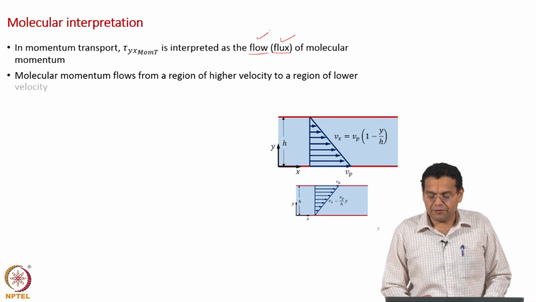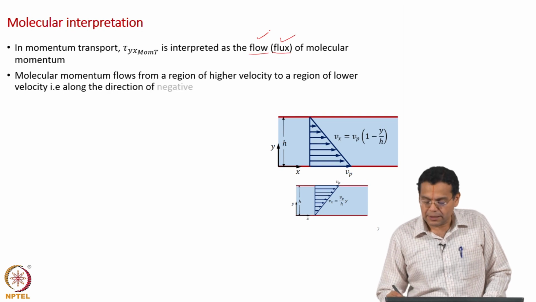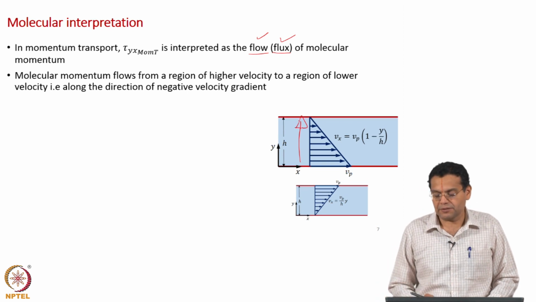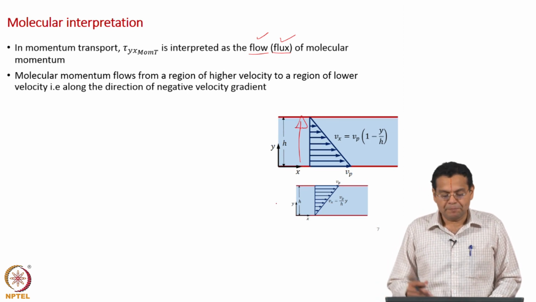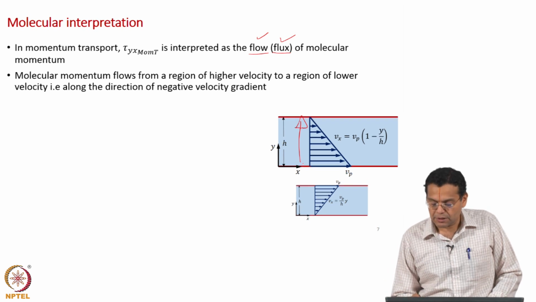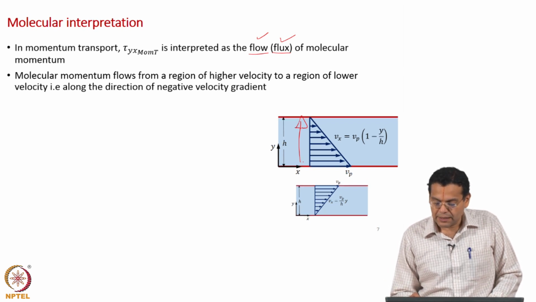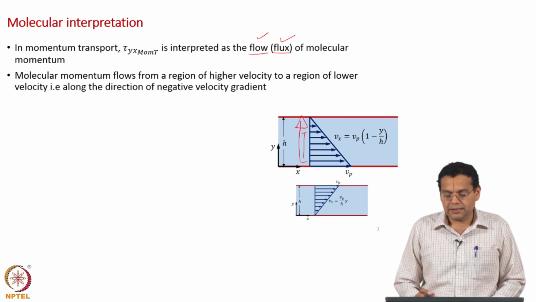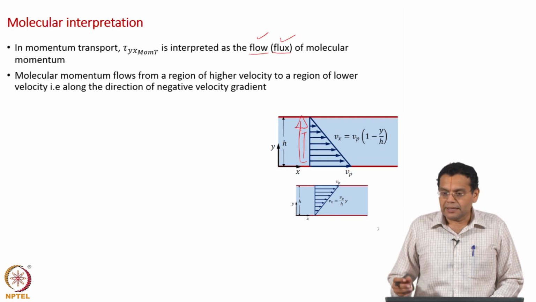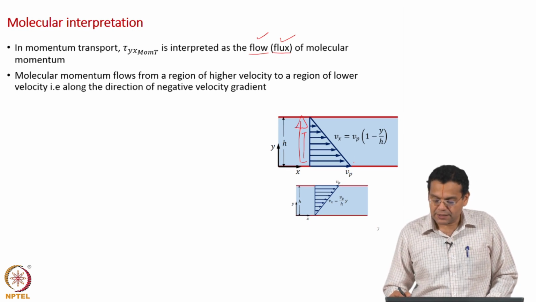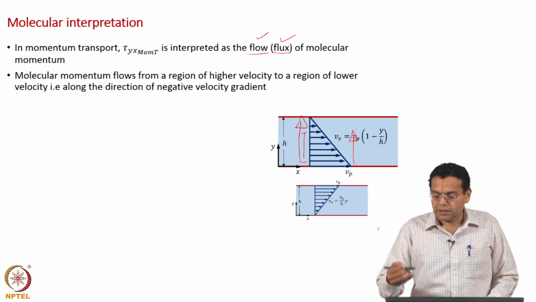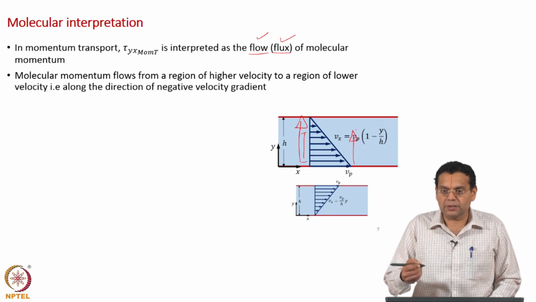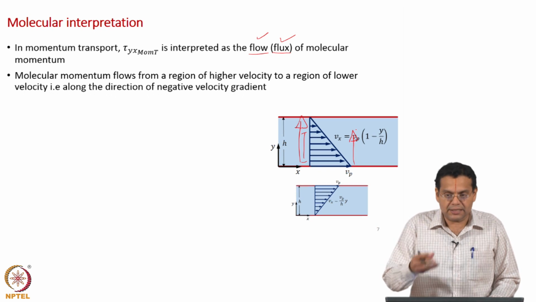Based on the discussion we had, this molecular momentum flows from a region of higher velocity to a region of lower velocity, that is very obvious based on our discussion earlier. So, molecular x momentum flows from a region of higher velocity to a region of lower velocity, which means that it is along the direction of negative velocity gradient. Velocity decreases in this direction and the momentum flux is also in that direction. The direction in which x momentum is transported is also along the direction in which velocity decreases.